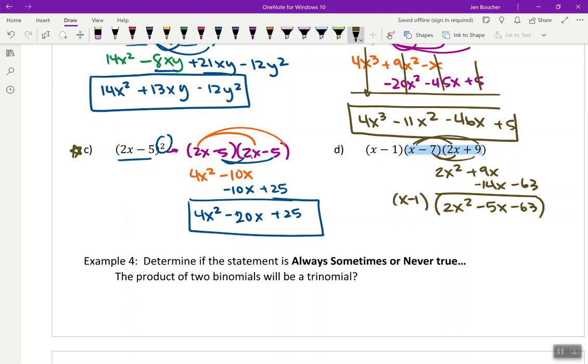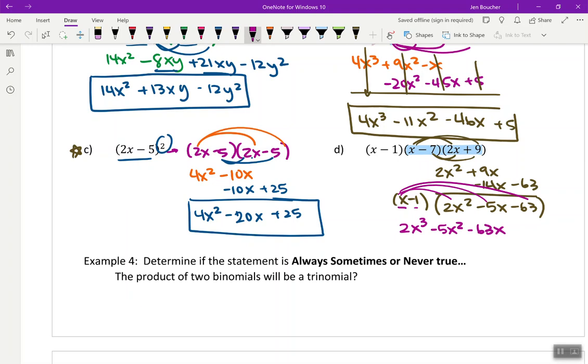You have an x minus 1 in front. And now you do it again. This time we're going to distribute the x and then the -1 through. So x times 2x squared would be a 2x cubed. X times a -5x would be a -5x squared. X times a -63 would be a -63x.